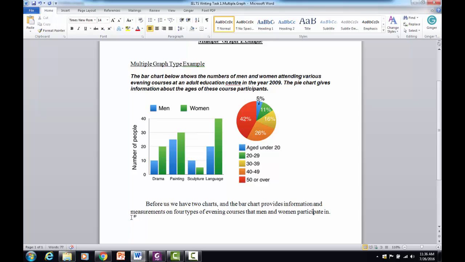All right, so there's our first sentence for the bar chart. And then we have to have a second sentence that gives some general information about the pie chart.